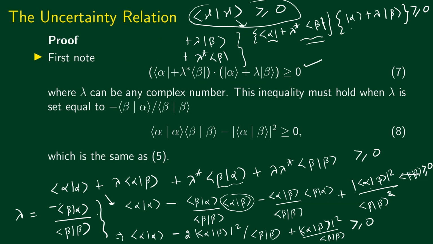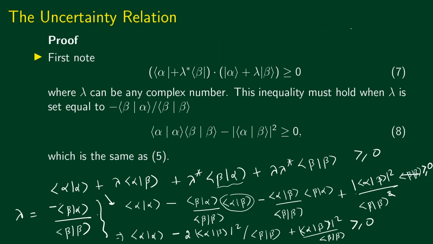Now this means that we have got bracket alpha alpha minus, this is minus 2, this is plus 1. The other terms are the same, so this is minus modulus square of bracket alpha beta, divided by bracket beta beta. This has to be greater than or equal to 0, right? So we reached this expression starting with the basic postulate bracket gamma is greater than or equal to 0, right?